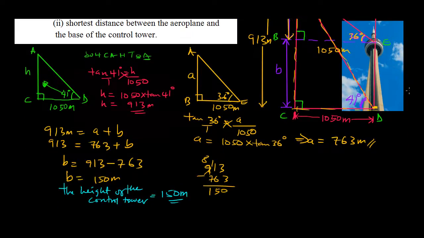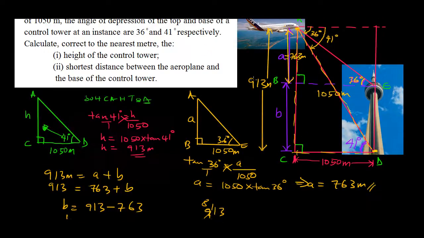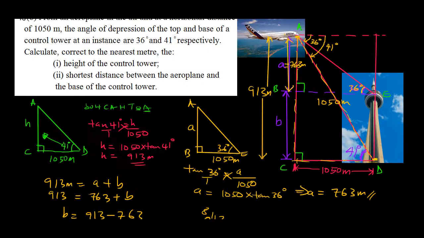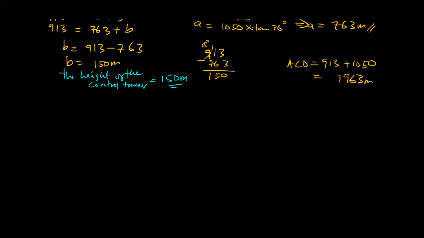Since the distance AC is 913 meters and CD is 1050 meters, the distance ACD will be 913 plus 1050, which is 1963. This is the total distance moving through the other route. But the shortest distance is definitely going to be AD. To calculate AD, we can use the Pythagoras rule since we have CD and AC. Let me bring that triangle out.